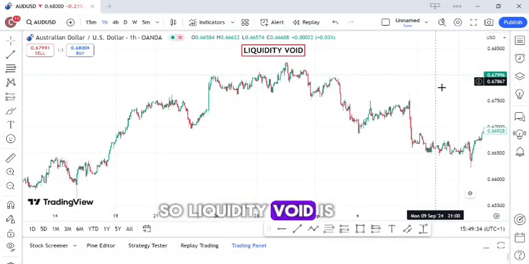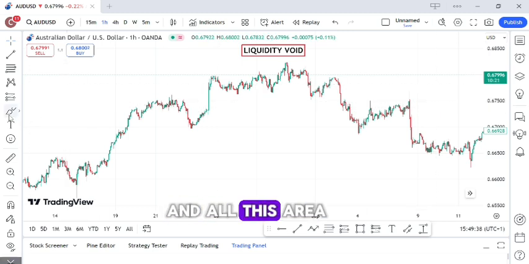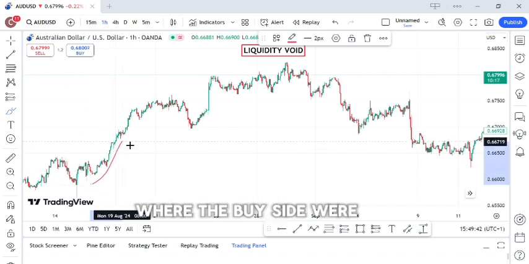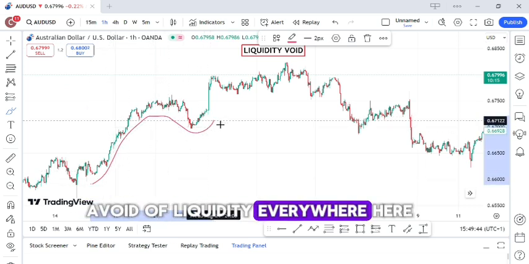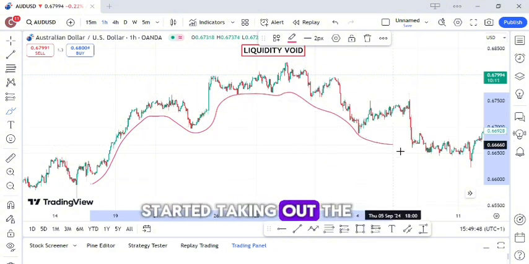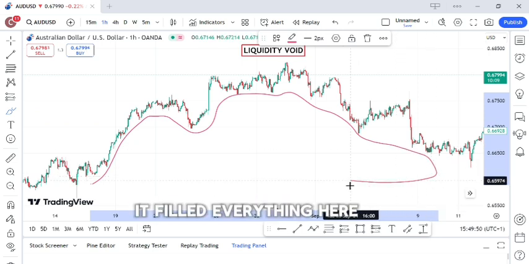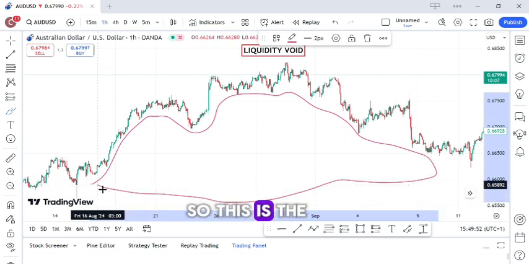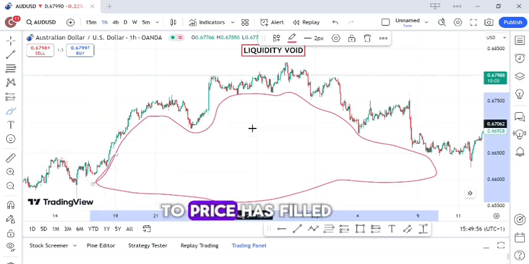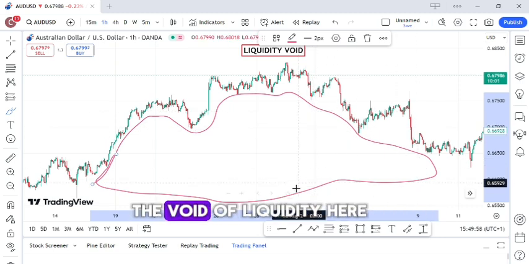So liquidity void is also an imbalance in the market, and all this area, the buy side, this side where the buy side were void of liquidity, everywhere here were liquidity until the sell side started taking out the void here. So it filled everything here. So this is the liquidity void that has been filled. So price has filled the void of liquidity here.